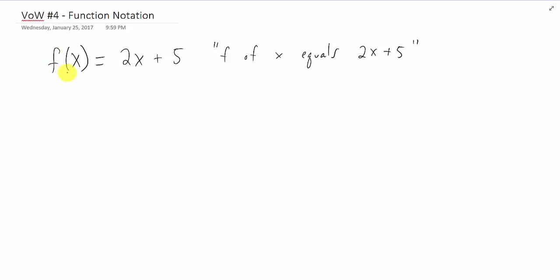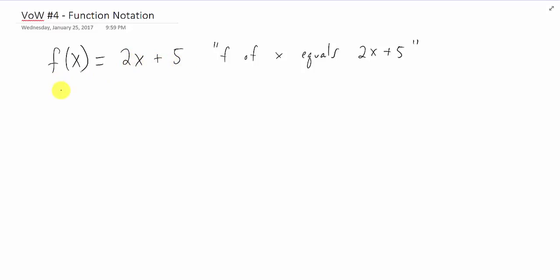The way we read this is f of x equals 2x plus 5. F is the name of our function, x is the name of the variable in our function, and that's what goes in parentheses here. And what this says is that no matter what x we plug into the function, what this function is going to do with it is multiply it by 2, and then add 5 to it.